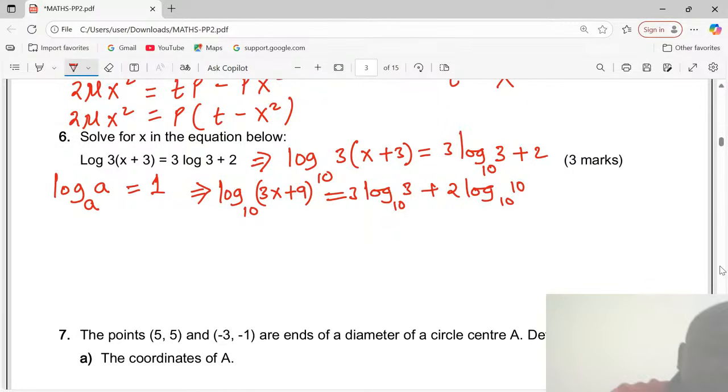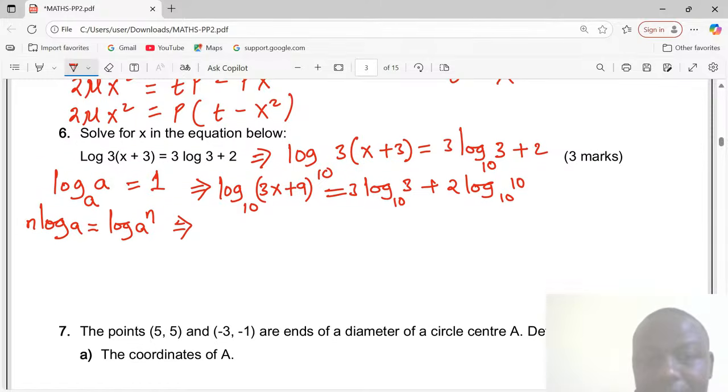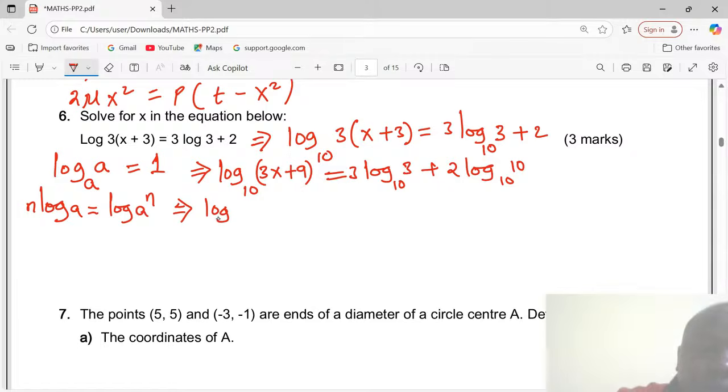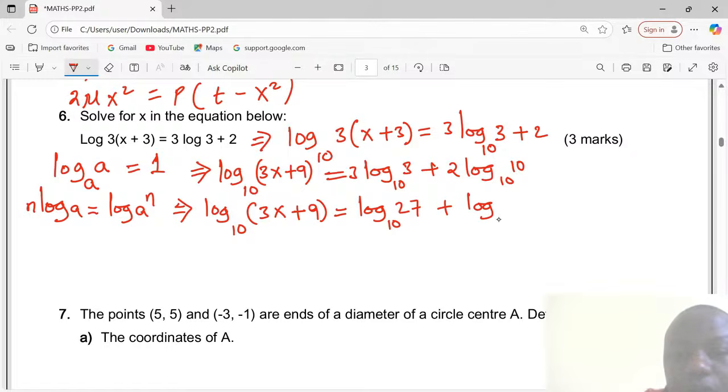We remember again a law of logs that says n times the log of any number becomes the log of this number to the power n. So the multiplier, the scalar multiple, changes to a power of that particular number. Therefore, the log to base 10 of 3x plus 9 equals the log to base 10 of 3 power 3. So 3 becomes a power to the 3 now, according to this law. This is 27, plus the log to base 10 of 10 squared. 10 becomes squared because of the 2 here. So this becomes 100. I've applied that law.